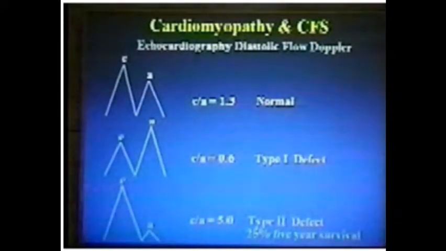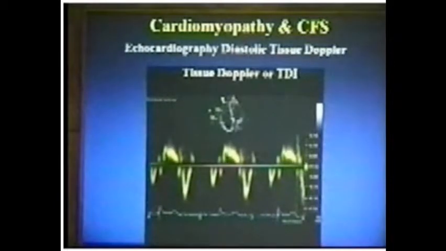E wave goes really high due to increased left atrial pressures and diminished compliance of the left ventricle, and you have no more ability to contract the left atrium. A wave falls off. Tissue Doppler looks like this, and here's the A wave, and you'll notice it's smaller. One of the most sensitive findings in this disease is the tissue Doppler, the E wave collapses. This little E wave right here just sort of goes back up into the baseline.